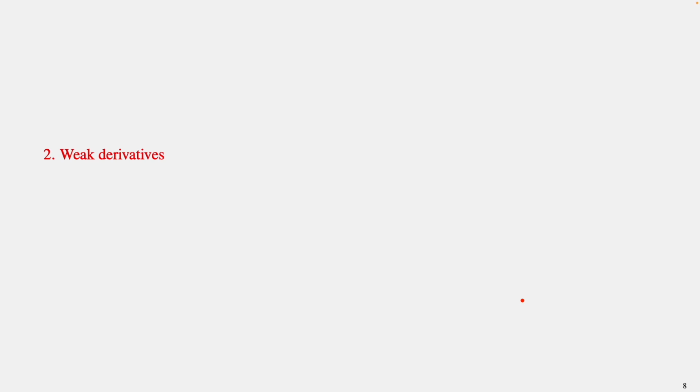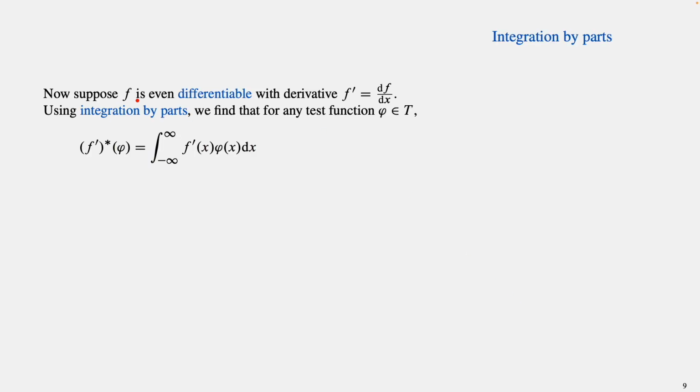Now let's introduce weak derivatives. We assume now that our function f is even differentiable, where we denote the derivative by f prime, so that's just df by dx, f taking the differential with respect to the variable x. And now we use integration by parts to find that for any test function phi in our test function space, we have the following. If we take the star version of the derivative f prime and apply it to the test function phi, then by definition, this is the integral from minus infinity to plus infinity of f prime of x times phi of x dx.